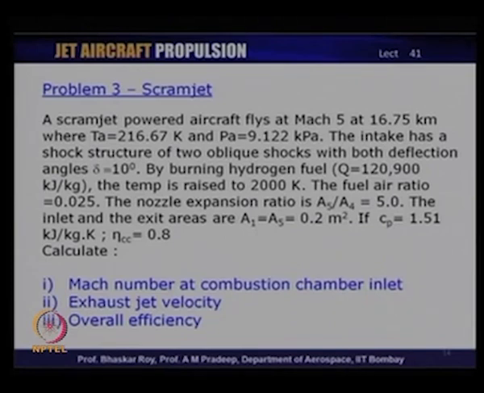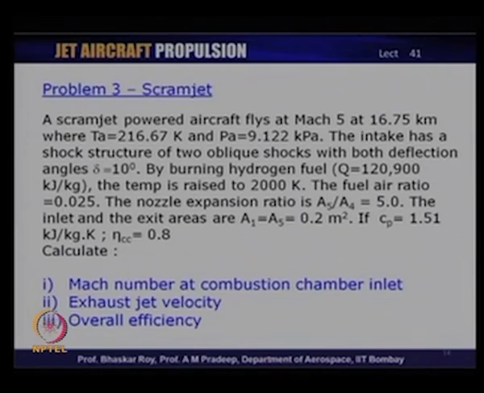The fuel prescribed here is hydrogen, which has a heating value of 120,900 kilojoules per kg. As you can see, it is much higher than that of the hydrocarbon fuels that were prescribed in the earlier two engines. The temperature is now raised to 2000 K. The fuel air ratio is 0.025. The nozzle expansion ratio is prescribed as 5, and the inlet and exit areas prescribed are A1 equal to A5 or AE, that is 0.2 meter square.